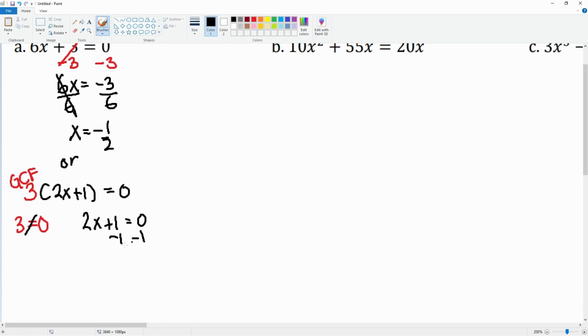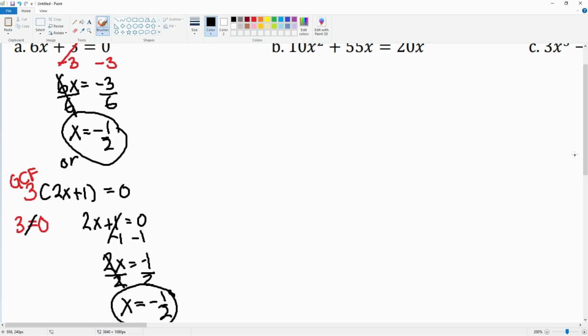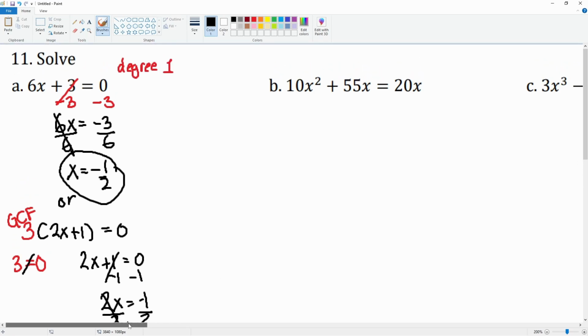Minus 1 to both sides, leaving you with 2x equal to negative 1. Divide by 2 on both sides, giving you x equal to negative 1/2. Notice that the solutions here are the same, whichever method you use. Let's look at B here.